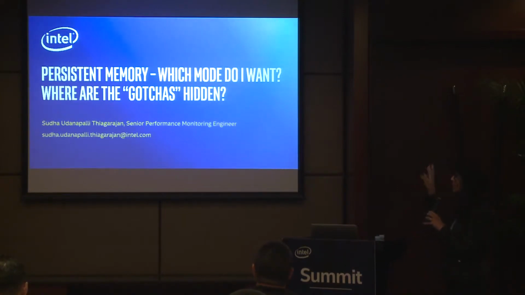So for this topic, I just want to explain a little bit about this. When I say where are the gotchas hidden, I mean what hardware features you need to be aware of to get really good performance out of your application. That's what I mean by where are your gotchas hidden. And also that will give you an idea of which persistent memory mode you want to optimize your application for.